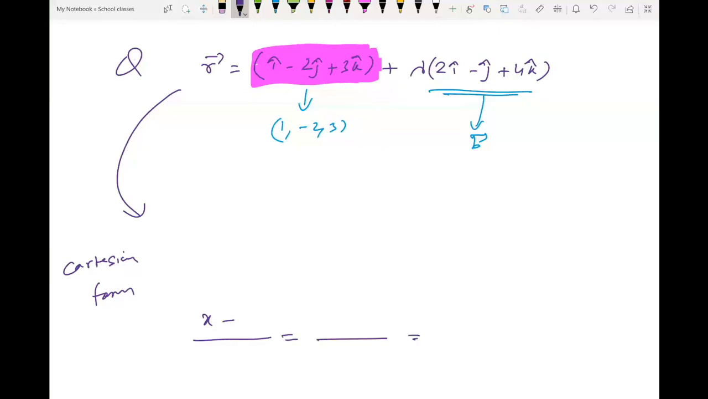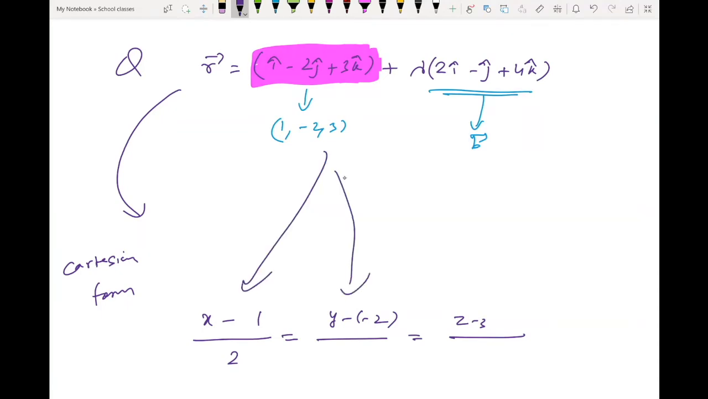Yes, anyone who wants to tell me this answer? X minus 1 by, okay, then y minus 2. After seeing this, first of all, I always write the numerator so that no confusion will be there. Then this is 2, minus 1, 4. Very simple, very fast. You can write it.